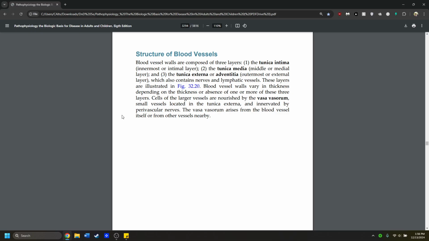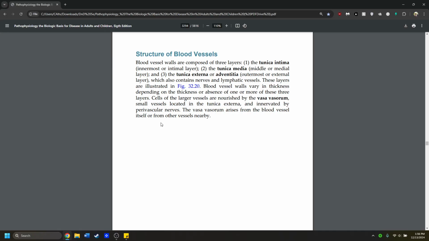Blood vessel walls are composed of three layers. The tunica intima, the innermost or intimal layer, the tunica media, the middle or medial layer, and the tunica externa or adventitia, that's the outermost or external layer, which also contains nerves and lymphatic vessels. These layers are illustrated in 32.20. Blood vessel walls vary in thickness depending on the thickness or absence of one or more of these three layers.